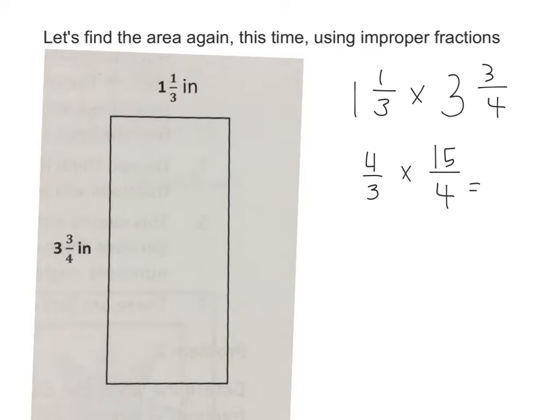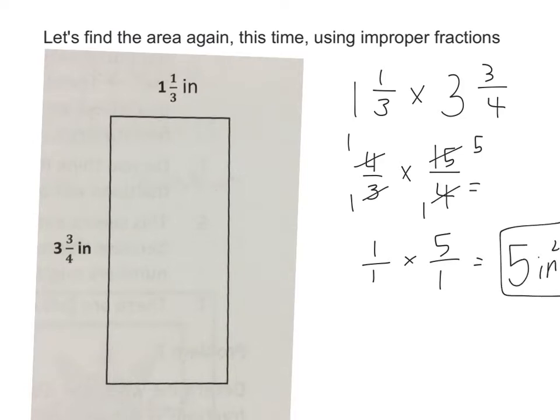Yeah. The 4 and 4 are both divisible by what number? 4, and they both become 1s. And then the 3 and the 15 are both divisible by 3. So 3 divided by 3 is? 1. And 15 divided by 3 is? 5. So my new problem is 1/1 times 5/1. So my answer is 5 square inches. So in this case, was it easier to break it apart into partial products using either the area model or distributive property, or was it easier to use improper fractions? Improper fractions. Very good.